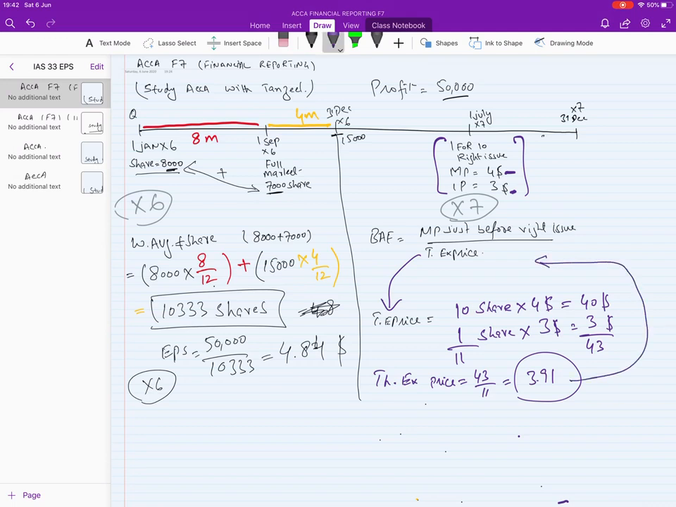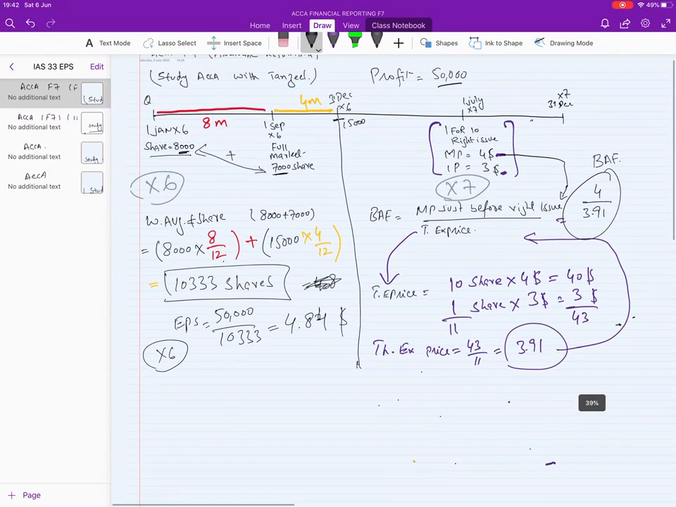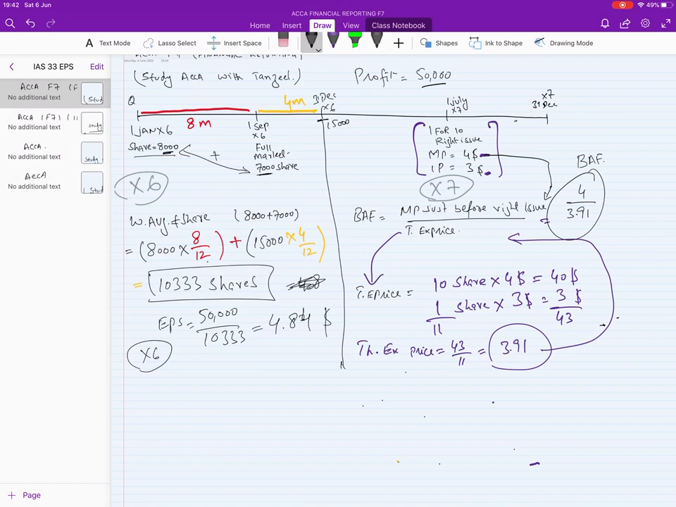Put this fraction in the formula. The market price is 4, and the theoretical ex-rights price is 3.91. So this is your BAF, and the BAF is done. Now we will calculate the weighted average number of shares. How will we calculate it?